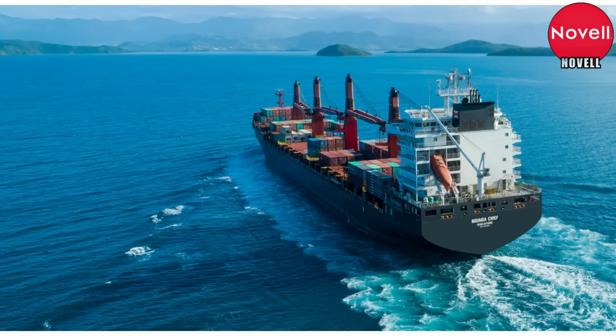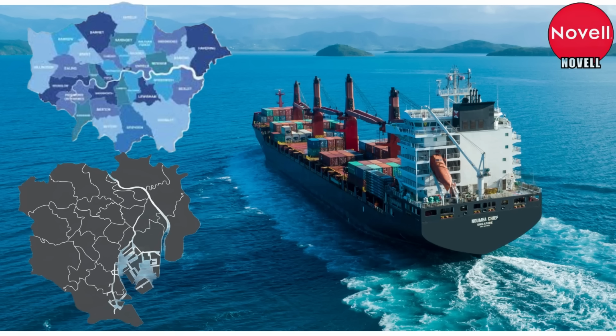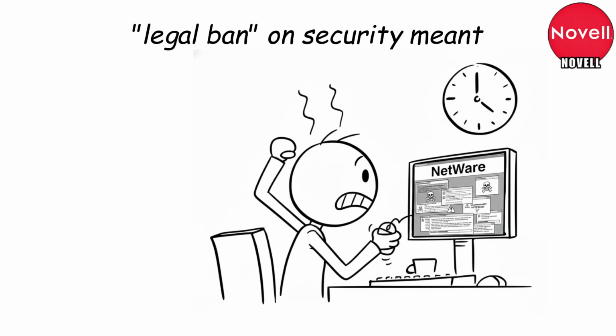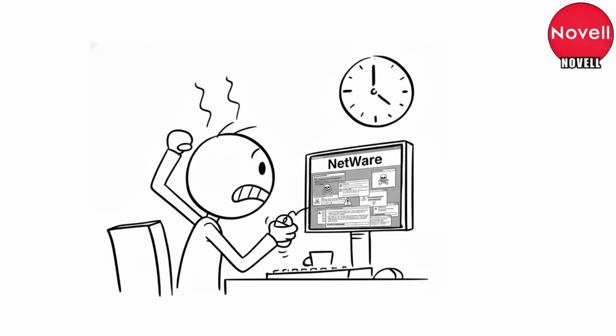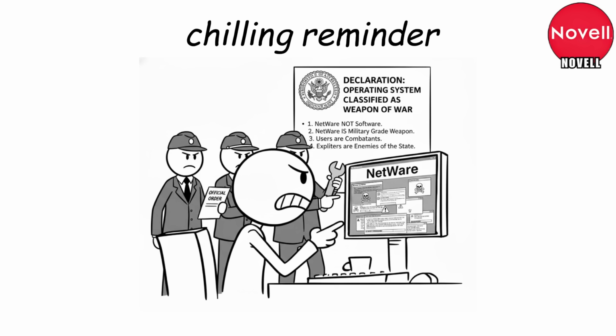If a company accidentally shipped the strong version to an office in London or Tokyo, they faced massive federal fines and years in prison. This legal ban on security meant that for an entire decade, the global economy was forced to run on a version of NetWare that was purposely designed to be vulnerable. It remains a chilling reminder of a time when the government didn't treat an OS as software but as a weapon of war.